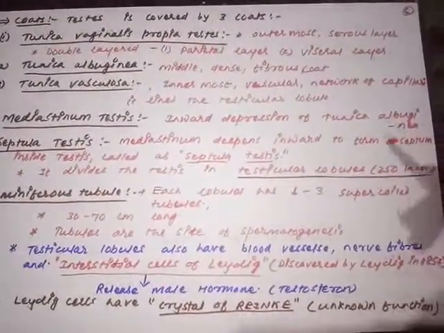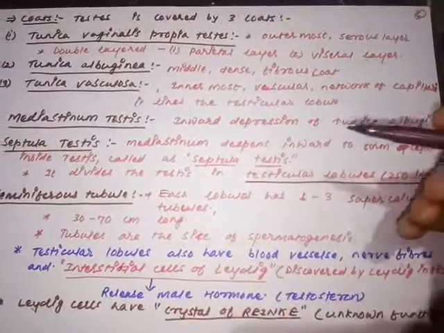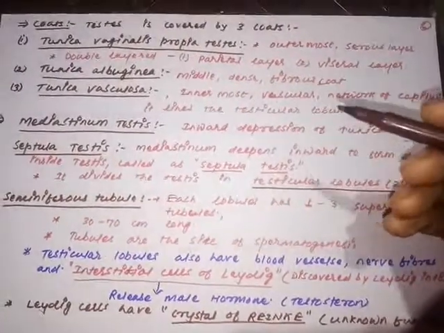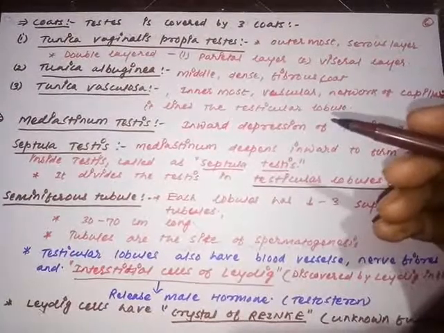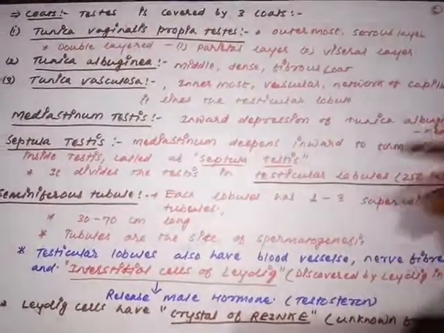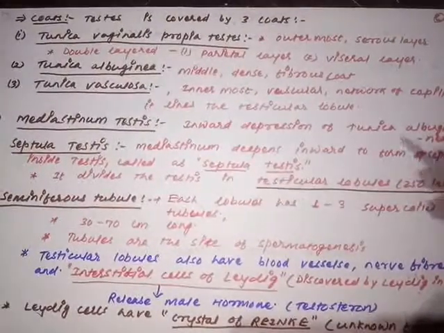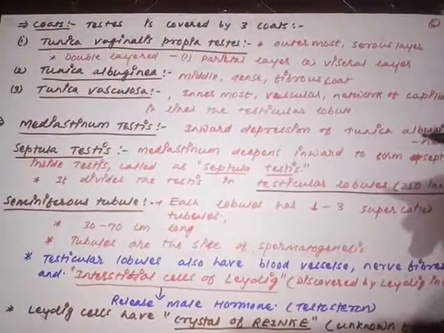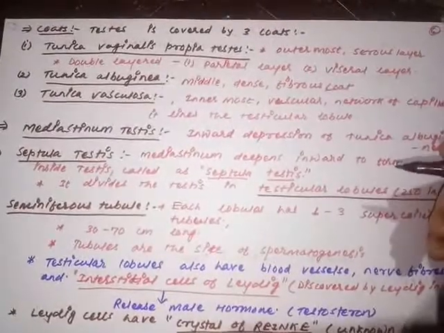The septula testis, this is a very important question. Due to the formation of the septula testis, the testis gets divided into many chambers due to the arrangement of the partitions. It seems like the testis now has so many chambers present there. Is it understood?